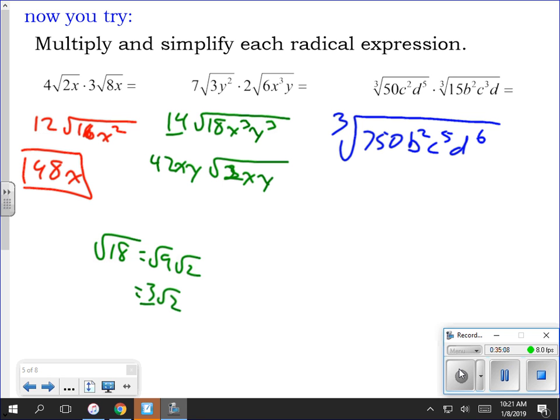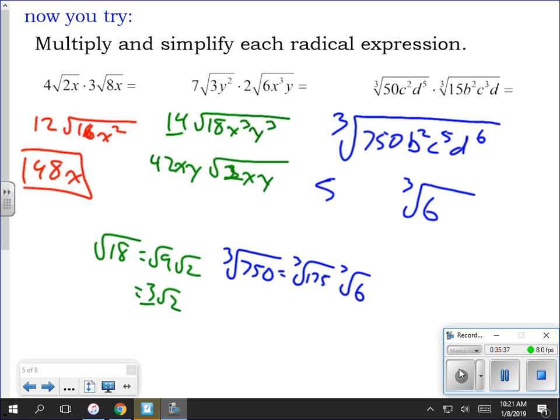So if I do this down here, the cube root of 750 is the cube root of 125 times the cube root of 6. Notice I didn't look for perfect squares. Why? Because it's cubes, it's cube roots, not square roots. Cube root of 125 is 5. So that means I have a 5 outside and a 6 left inside. That is strictly the numeric portion.